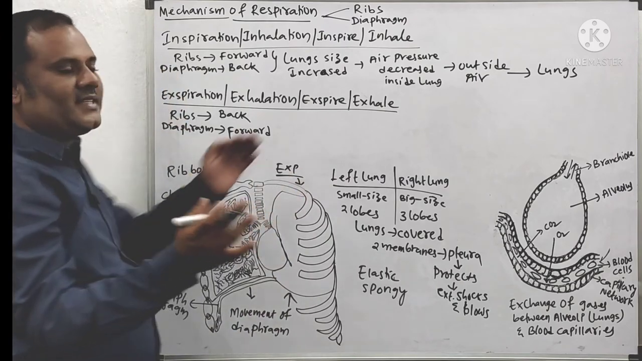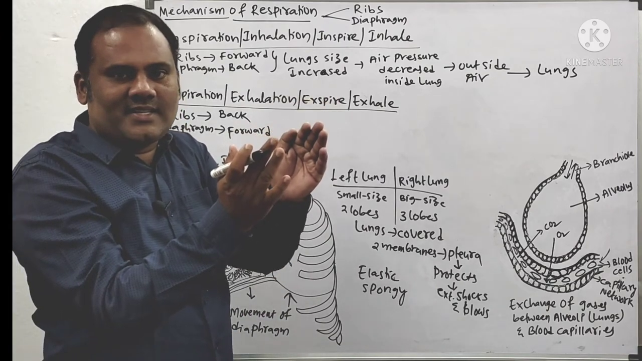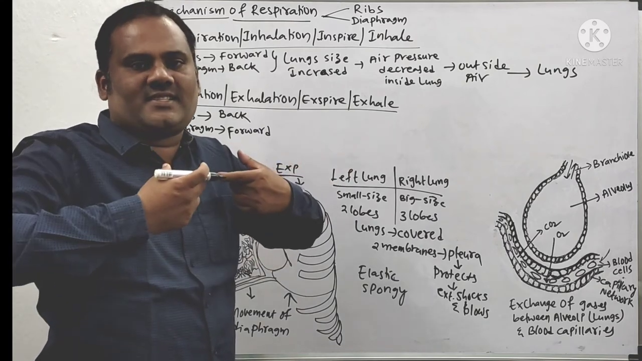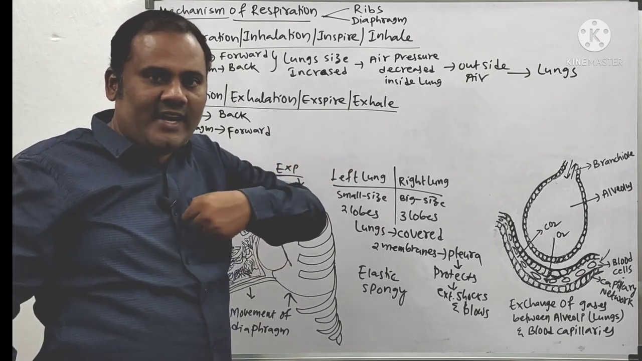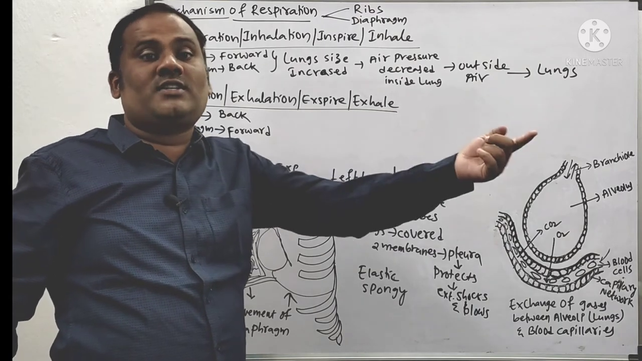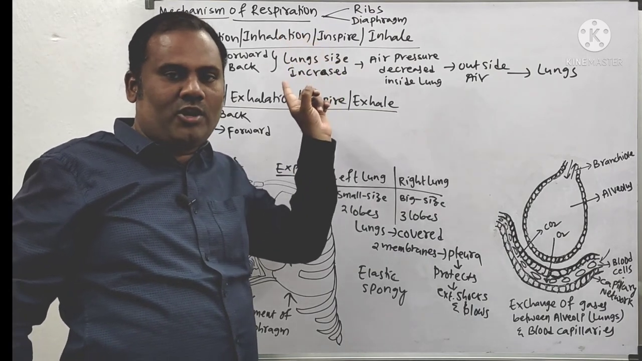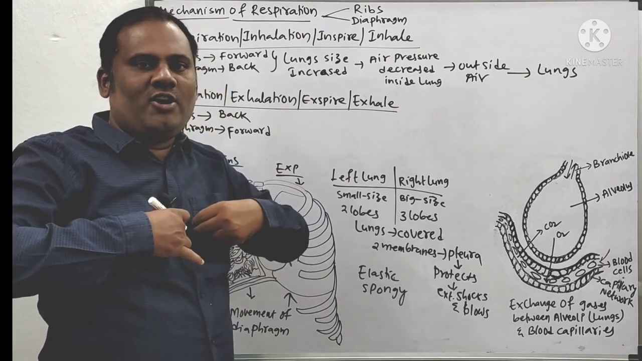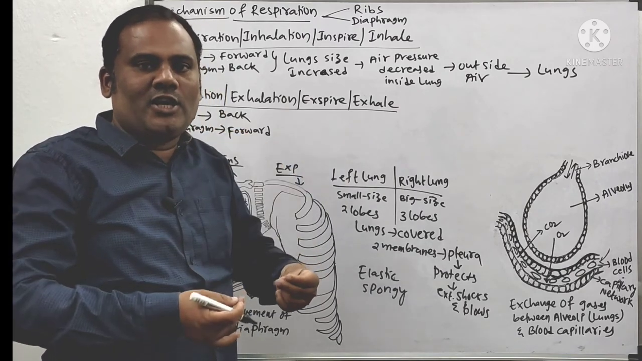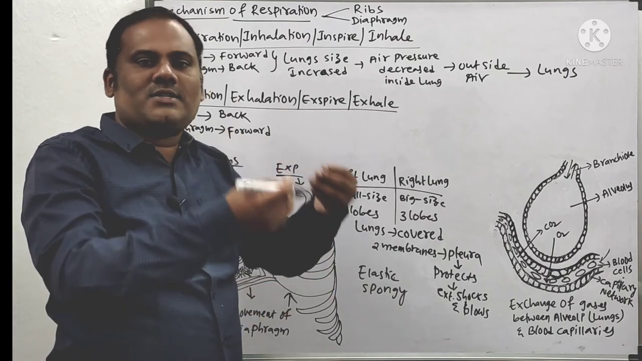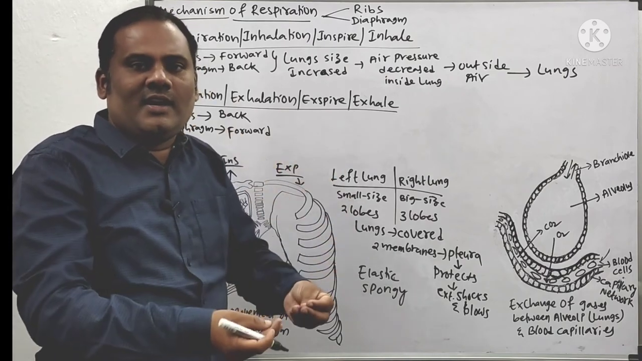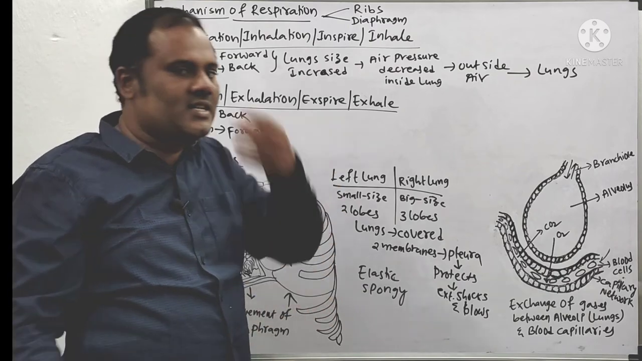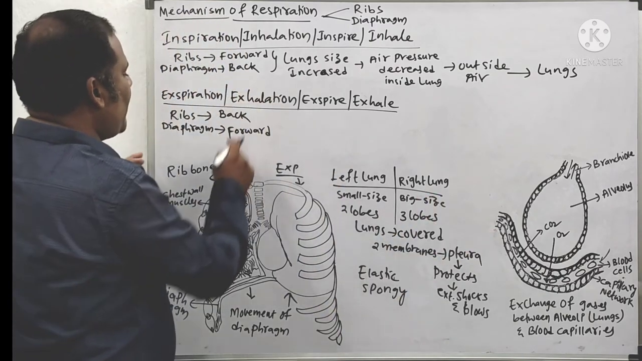Therefore the size of the lungs decreases. When the size decreases, air pressure increases. So the internal air from the lungs will go out. That is the reverse of the pathway of air I just told you: from alveoli to bronchioles, bronchioles to bronchus, bronchus to trachea, trachea to larynx, larynx to pharynx, pharynx to nasal cavities, nasal cavity to nostrils, nostrils to outside.